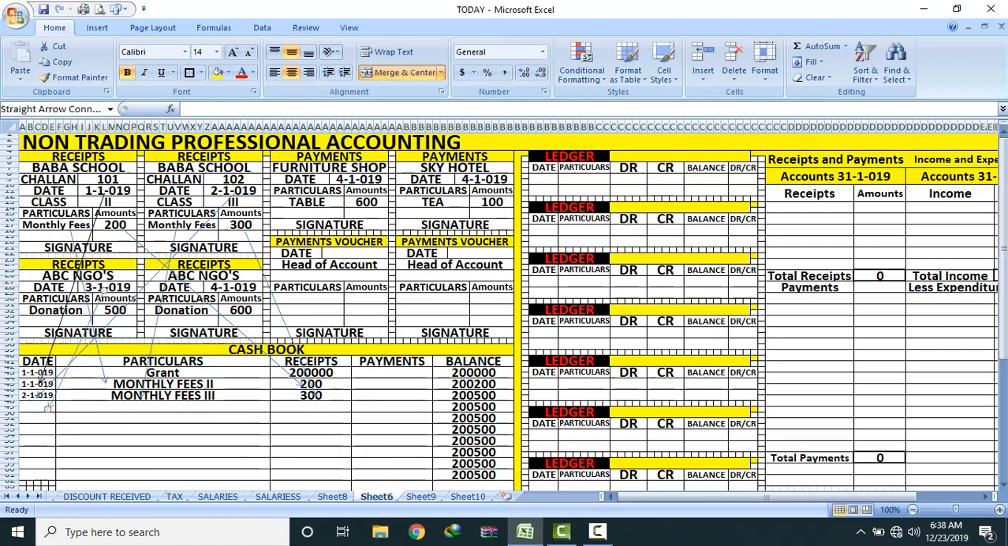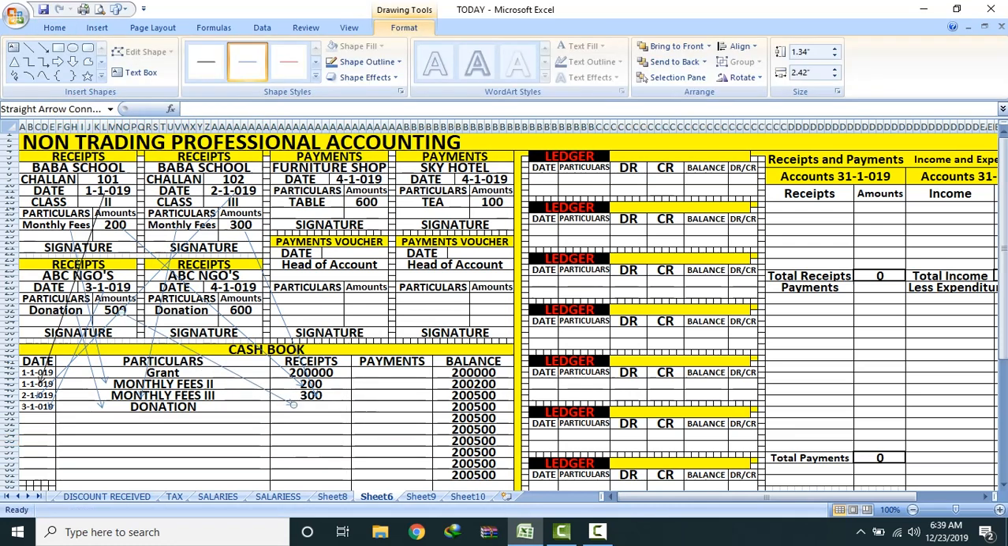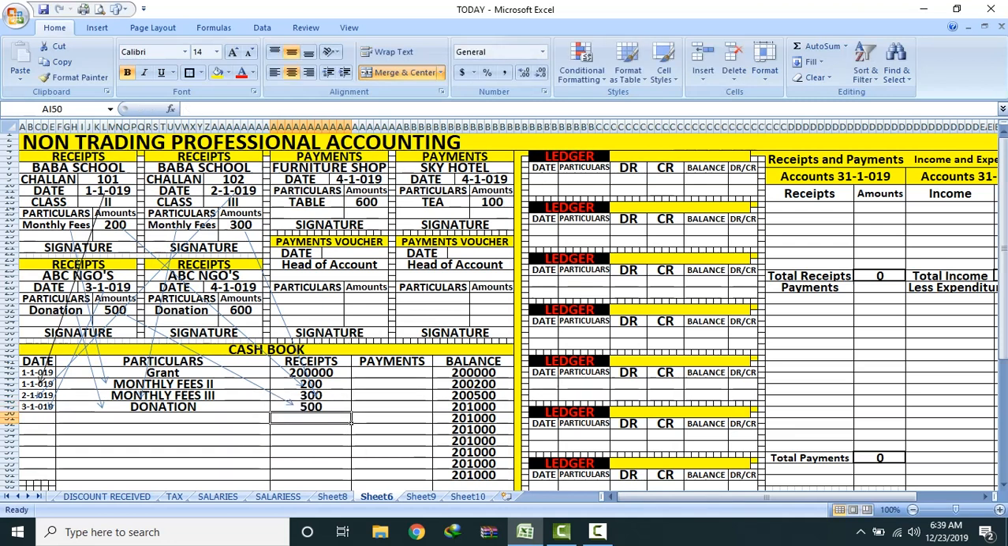Next, debt three here, 3109, donation we write here. Donation, D-O-N-A-T-I-O-N, this amount of donation we write here, 500. Now your cash balance is 2,01,000.